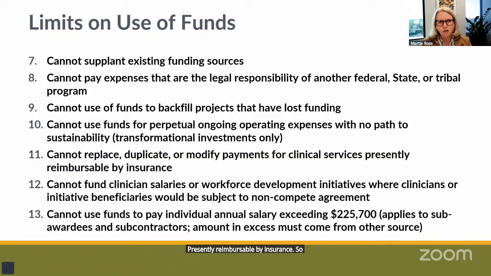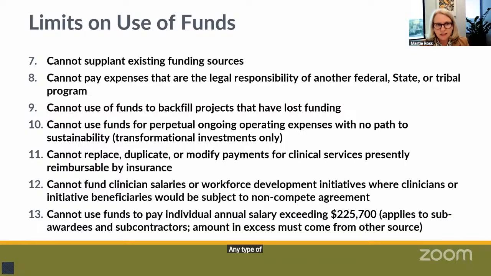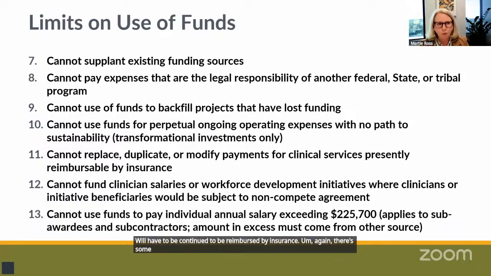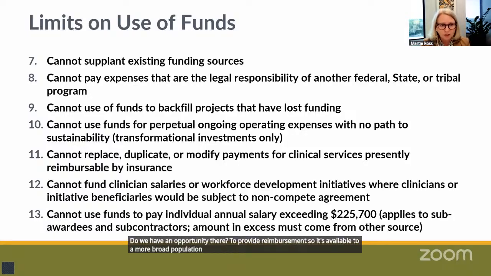You cannot replace, duplicate, or modify payments for clinical services presently reimbursable by insurance. So an idea of, well, we can transform if we pay more for docs to provide a certain service. We can't use the transformation funds to make that difference up between current payment and what you believe would be an appropriate payment. Any type of service you're delivering today that is reimbursable by insurance will have to be continued to be reimbursed by insurance. Again, there's some leeway here. What if it's a service that's reimbursable by one program, but not by another? Do we have an opportunity there to provide reimbursement so it's available to a more broad population? Another one of those questions we're waiting for CMS to provide an answer.